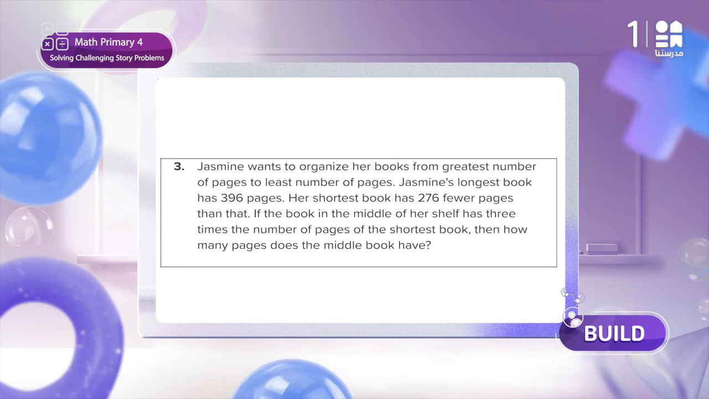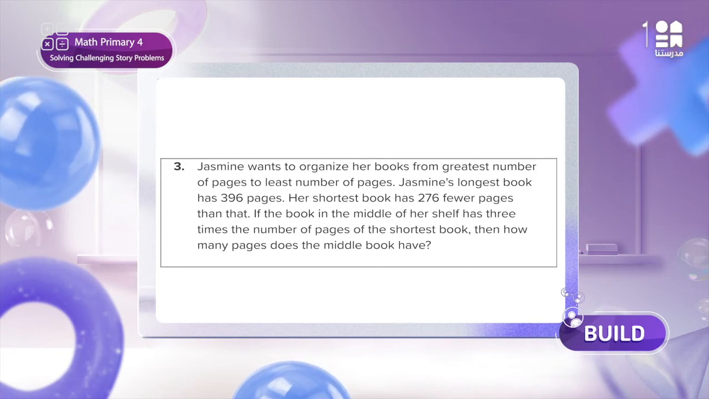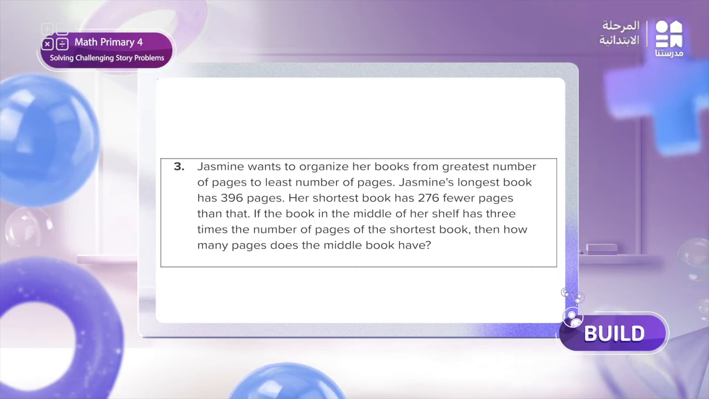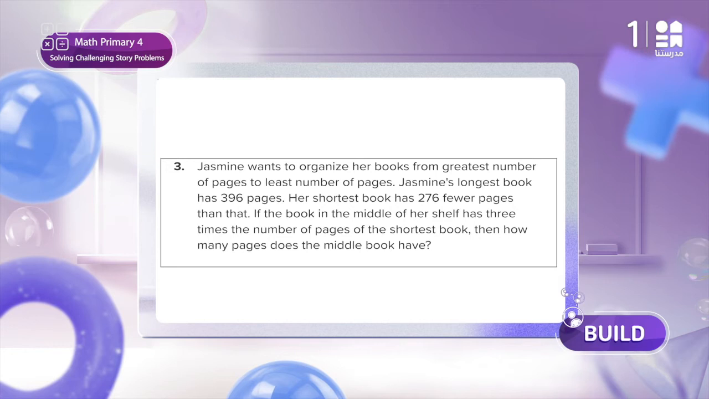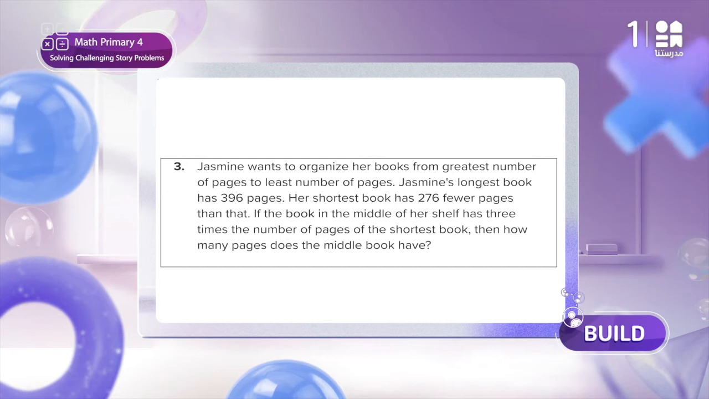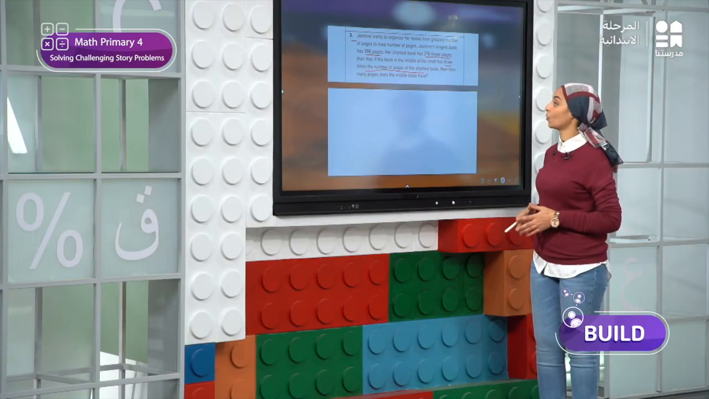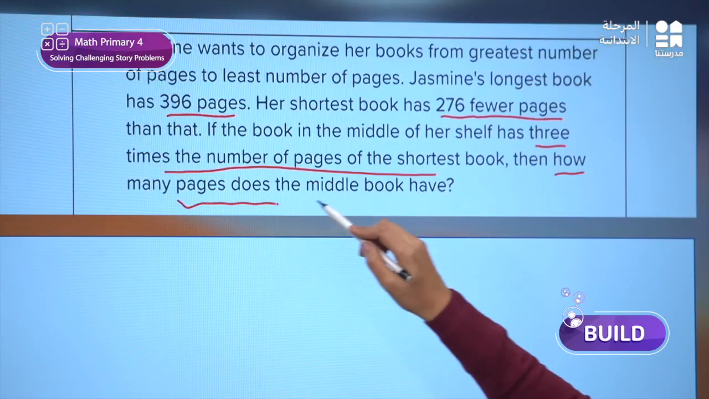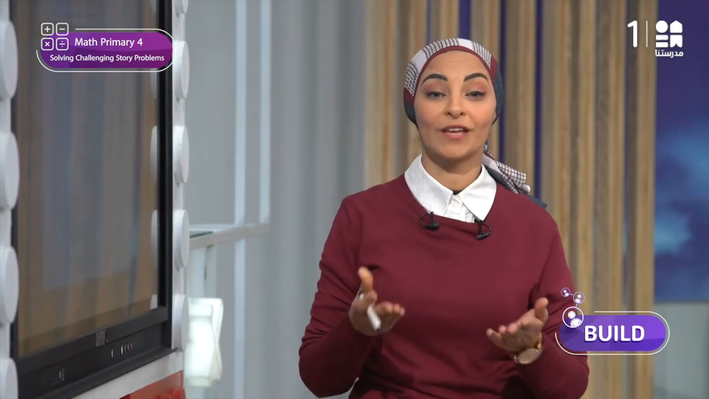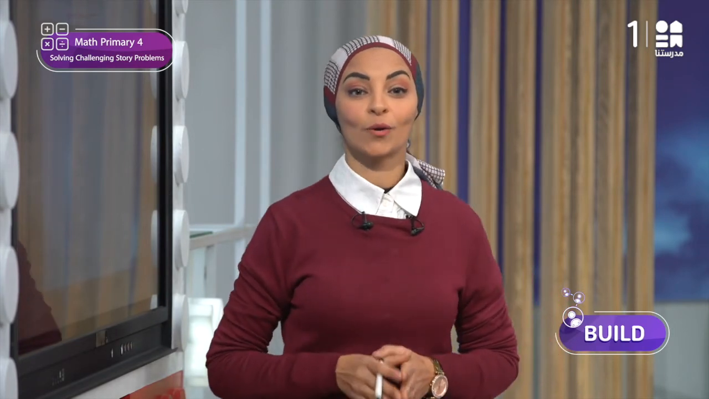It says that Jasmine wants to organize her books from greatest number of pages to the least number of pages. Jasmine's longest book has 396 pages. Her shortest book has 276 fewer pages than this one. If the book in the middle of her shelf has 3 times the number of pages of the shortest one, what does the question ask? How many pages does the middle book have? It wants to know how many pages the middle book has.